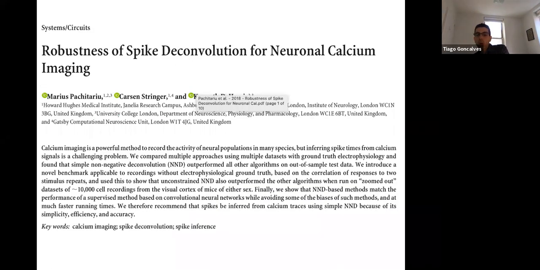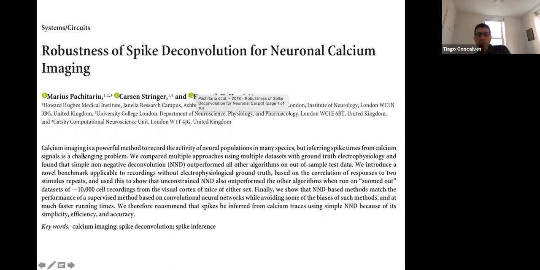Now, the most common method for relating electrophysiology to calcium imaging is deconvolution. And this is from Ken Harris's lab.